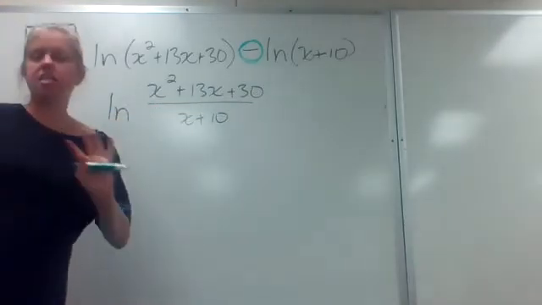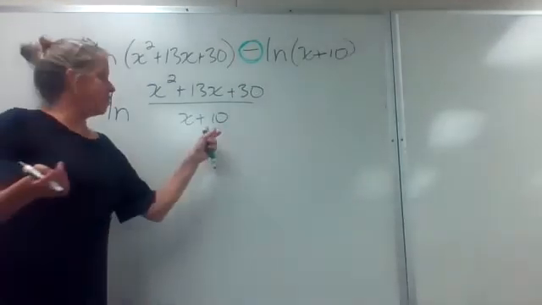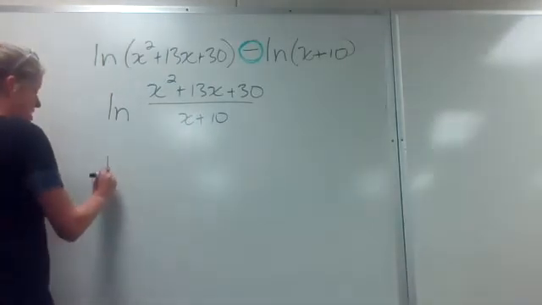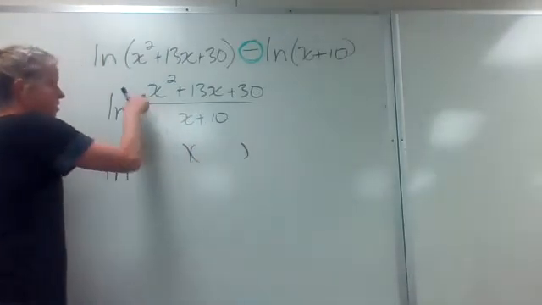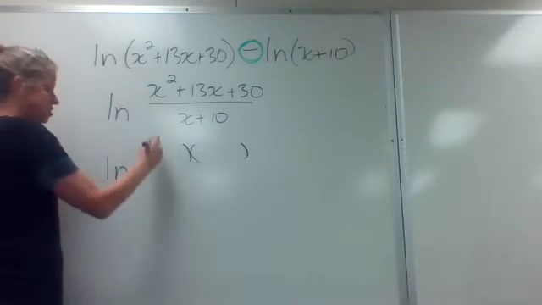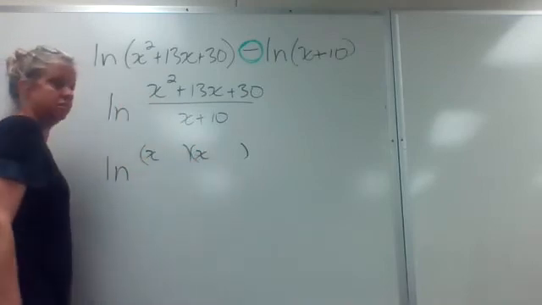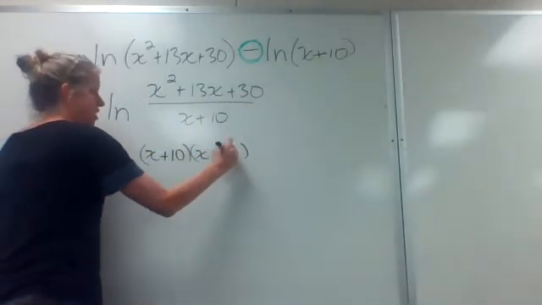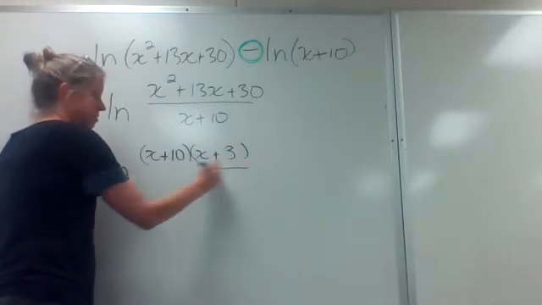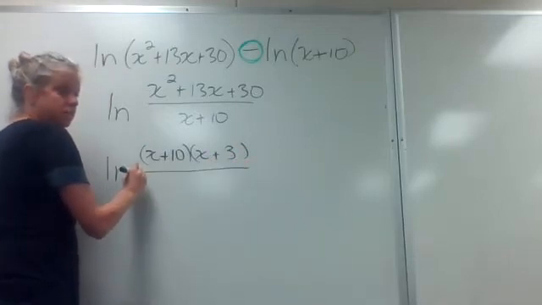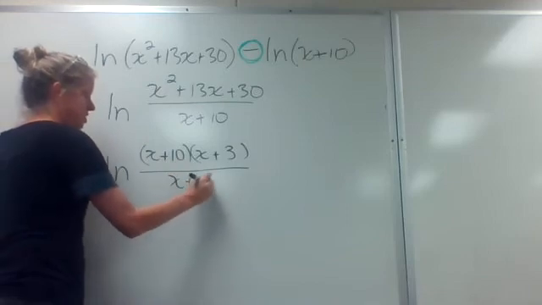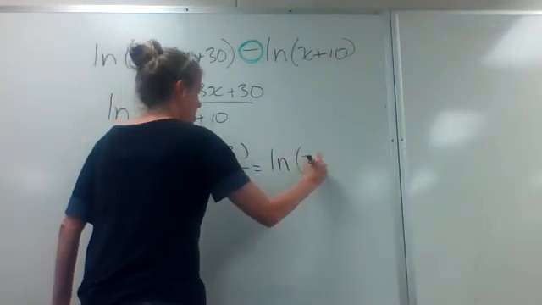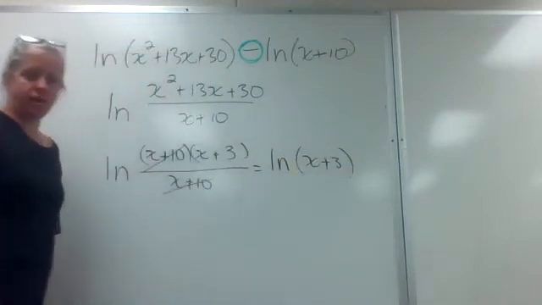Now, in this numerator, I need to see if that factors. Because if one of the factors is the x plus 10, it's going to have some canceling to do. So let's see, in the numerator, x and x for x squared. Factors of 30 that add to 13 are 10 and 3. So if that's over x plus 10, these x plus 10s cancel. So you're just left with ln of x plus 3.